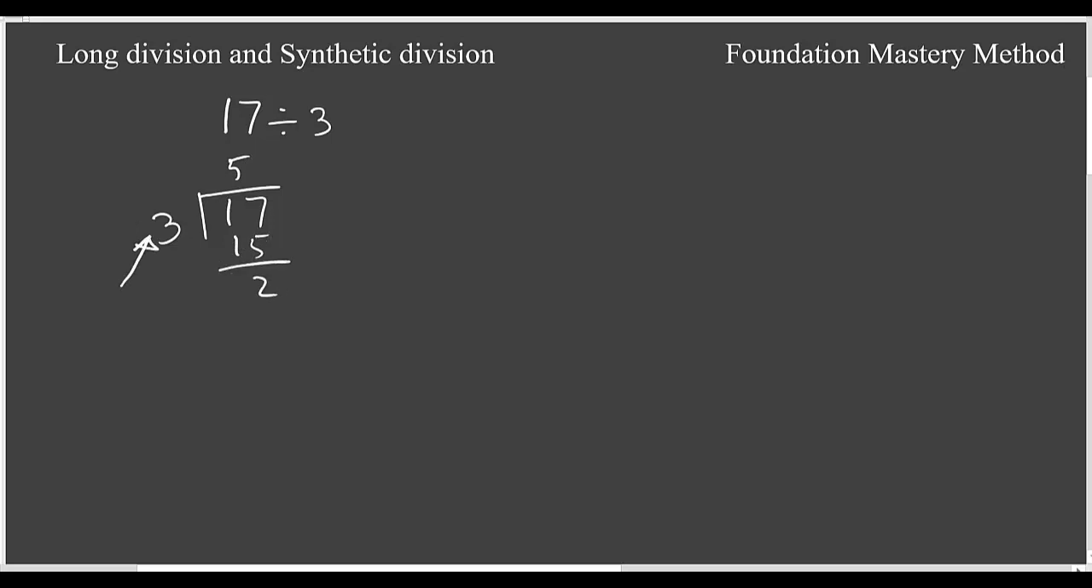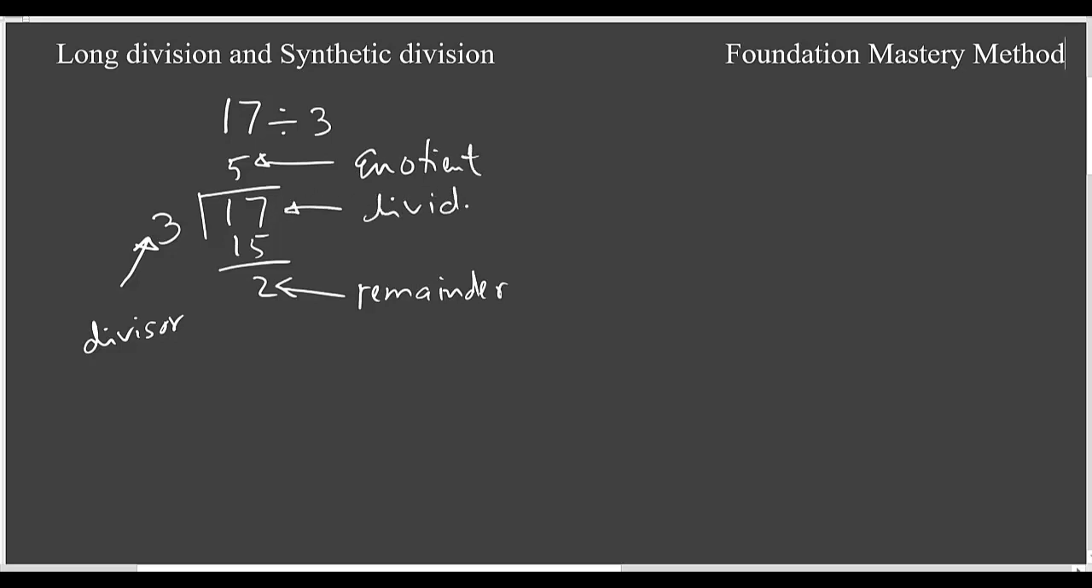So this number 3 is called the divisor. This one is called the remainder. This one here is the quotient, and the number here is called the dividend.